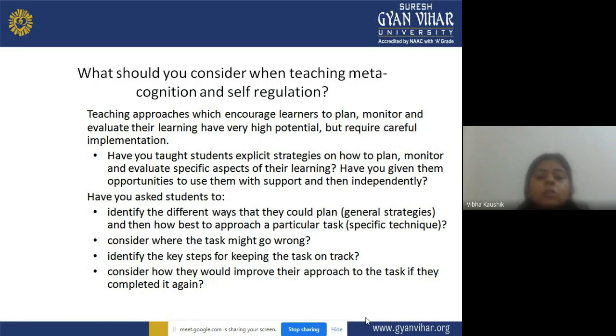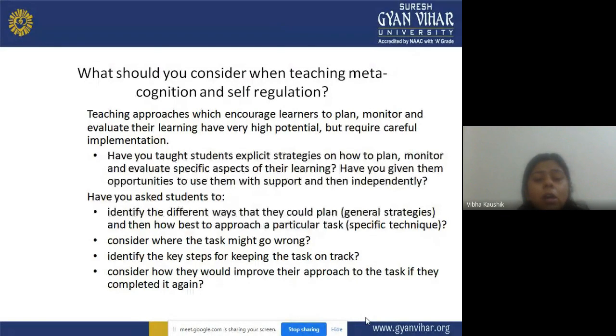Have you taught students strategies on how to plan, monitor and evaluate aspects of learning? That means, if the teacher has taught the students strategies on how to make a plan, monitor and evaluate specific aspects of learning. Give them opportunities to use these with support, and then independently.